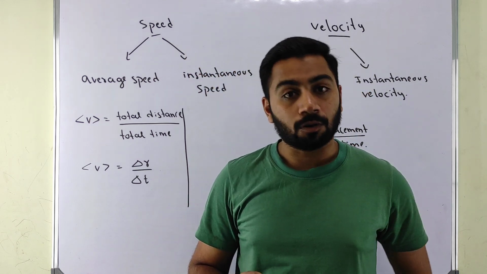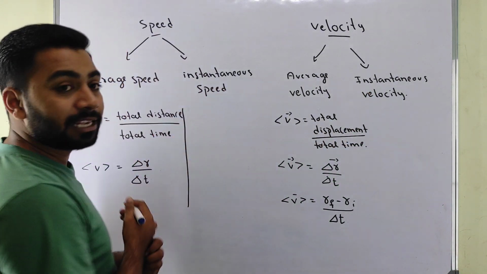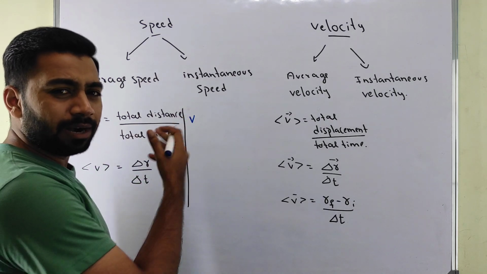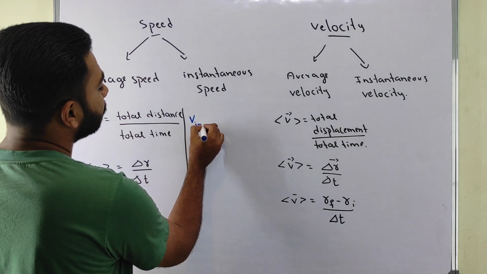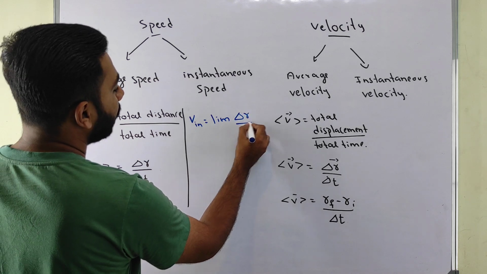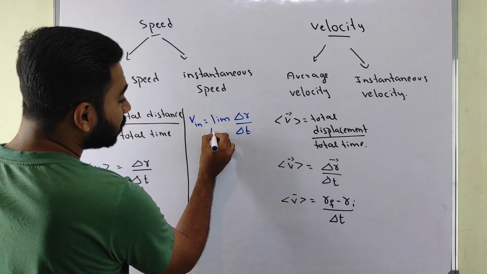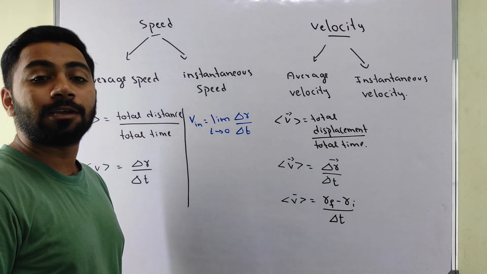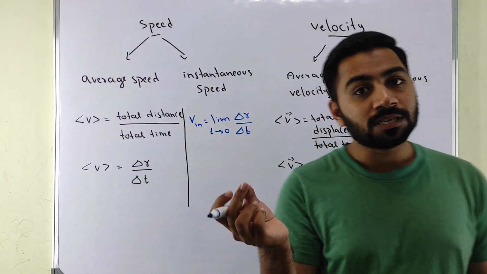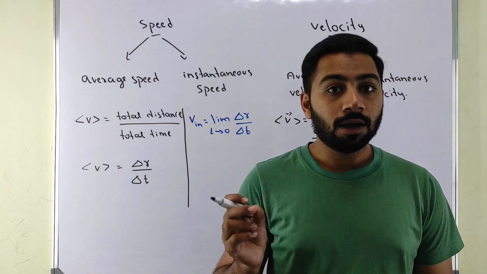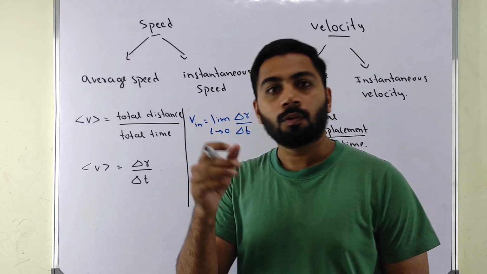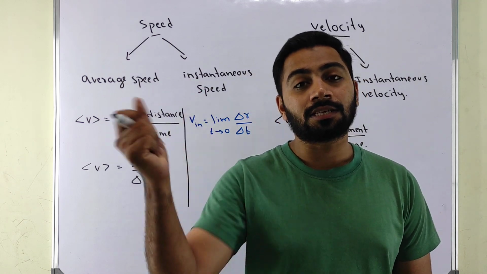Now, instantaneous velocity, which we represent by V, from average velocity we can get the instantaneous, which equals the limit of dou r by dou t, where this limit tends to t equals almost 0. If any process takes 1 second, it is not instant. Instant means something like this.